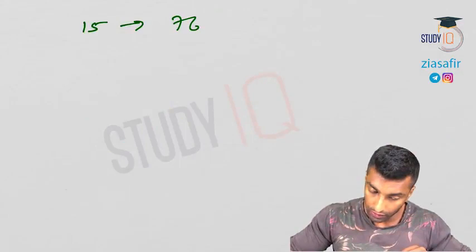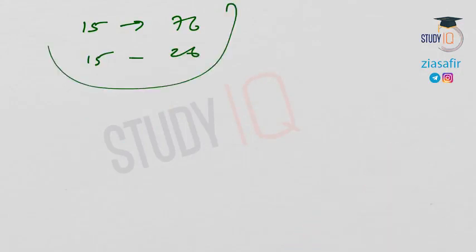This child wasting, it was 15 and 26, like that. You'll get different values, and based on this you can calculate. You don't want to get into that.